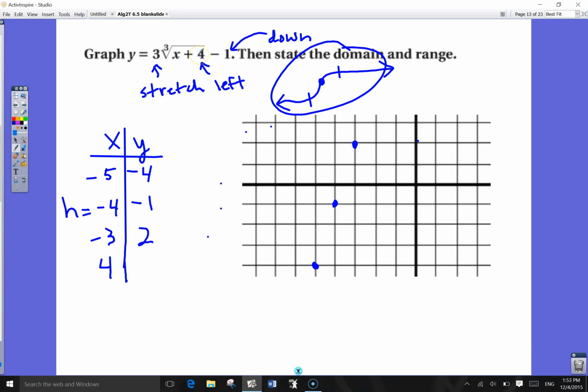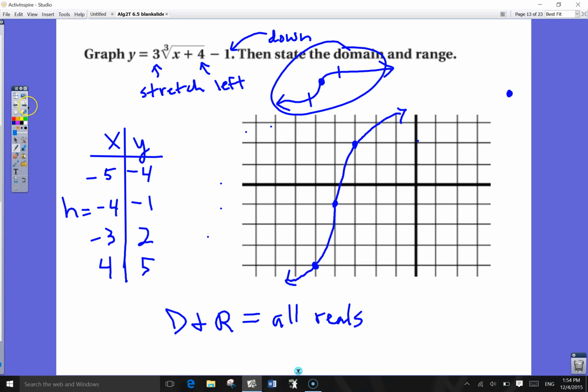3 times 2 is 6. Minus 1 is 5. That would give me a point which is somewhere up here. And then you can definitely see that a straight line wouldn't have dealt with that very well. But let's just sketch in what we can, make the best of the situation. Domain and range all reals.